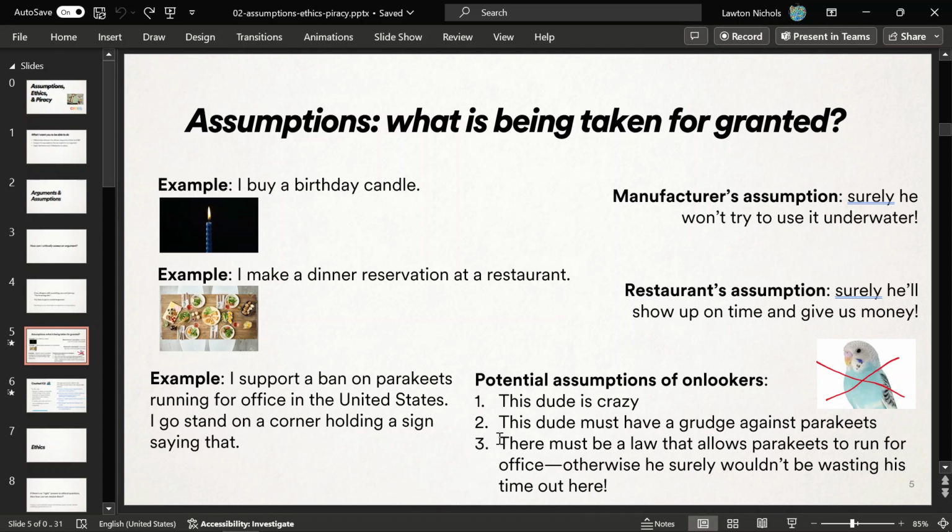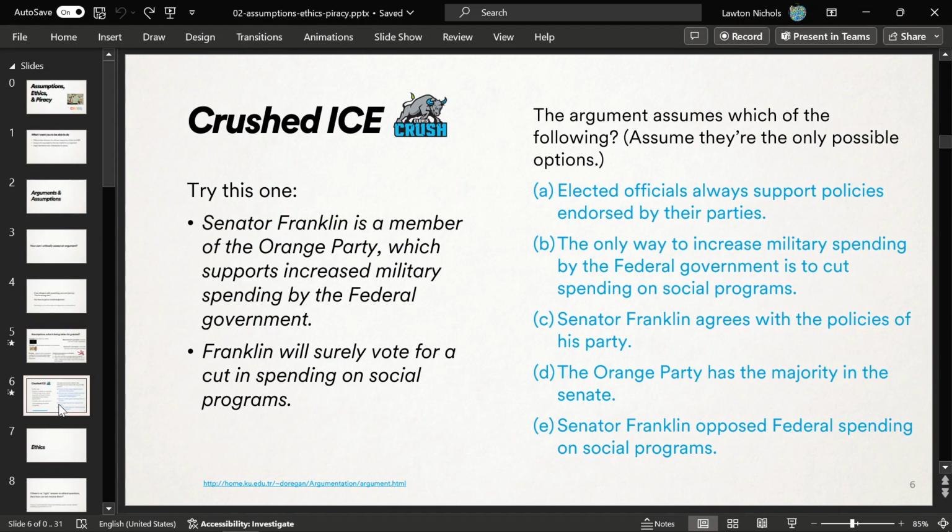Or if you think I'm actually still sane, then your assumption's probably this one. You're thinking, okay, if he's out here and I assume that he is sane, there really must be a way for parakeets to run for office. And in that case, maybe he has a point. Otherwise, I wouldn't be wasting my time out here. So there are many assumptions that might be going through your mind, and if you get to control the assumptions that somebody else is making as you're arguing, that's an easy way to win. So we'll get to that. But I think you understand what an assumption is by now. It's just probably common sense.